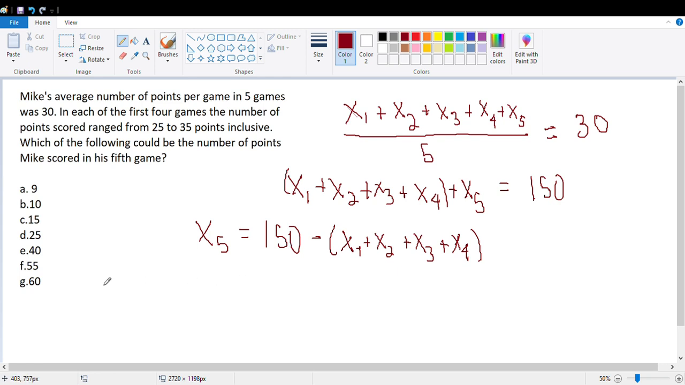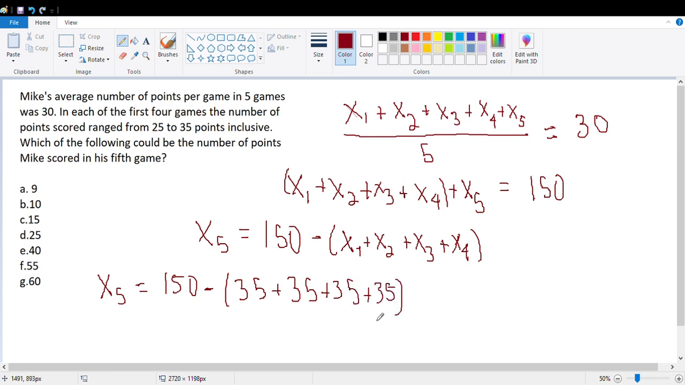So we're going to do that here on the side. We're going to say, well, x5, in the lowest possible value, is going to be 150 minus, and I'm going to choose the highest possible number of points that Mike could have scored in each of the 4 games, which is 35.